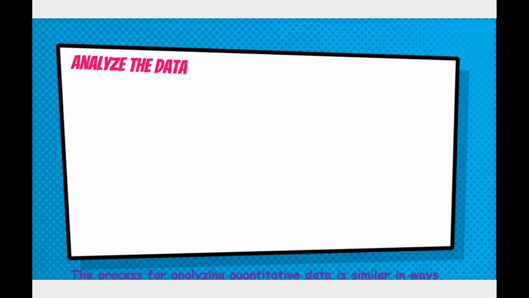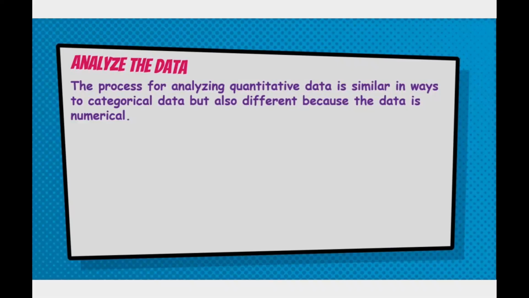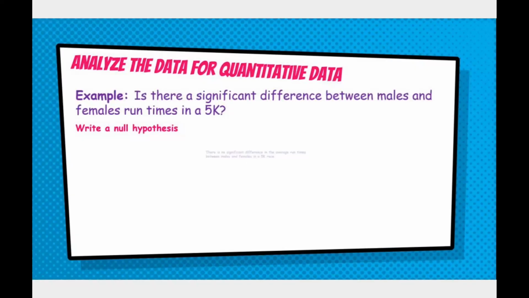So remember, with quantitative data, this is where we looked at what the shape of our data was on a histogram. We looked at the 5-number summary, the mean, median, and outliers. Some of that we're going to do here as well. We also don't organize our data in a two-way table with quantitative data. The process for analyzing quantitative data is similar in ways to categorical data, but also different because the data is numerical.